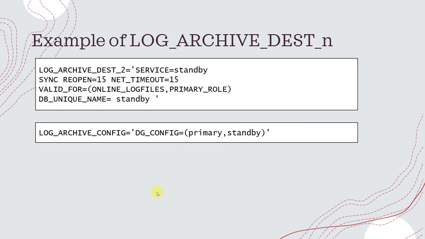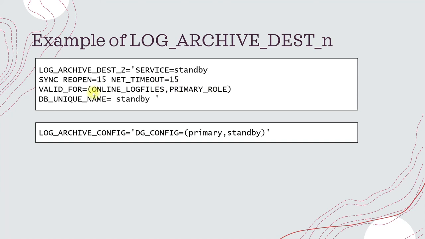That's what I'm trying to specify. So here, if I say that log archive dash 2 has been set up and the service is standby, which is where you want to send the redo logs, and these two parameters we already know, we don't want to discuss anymore. Valid for means that I am currently working in the primary role, and I am storing the online log files.